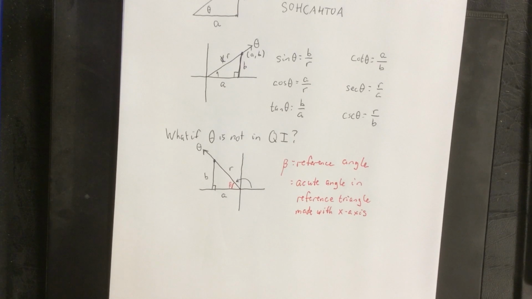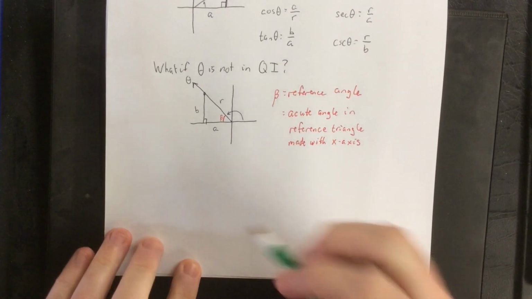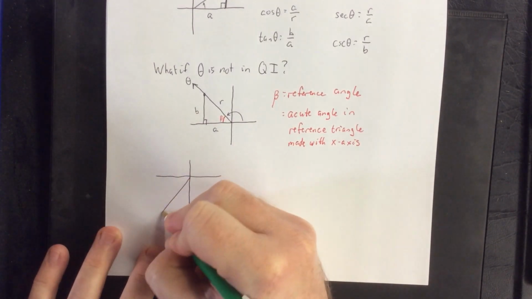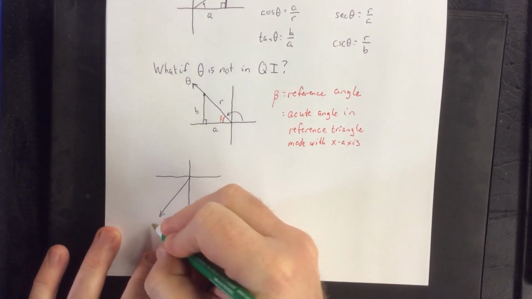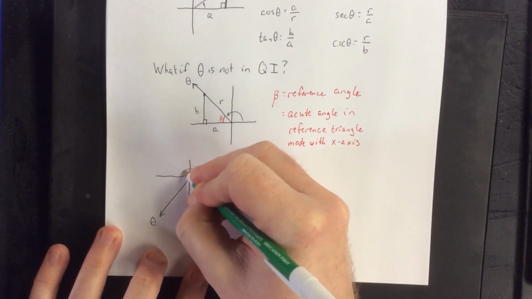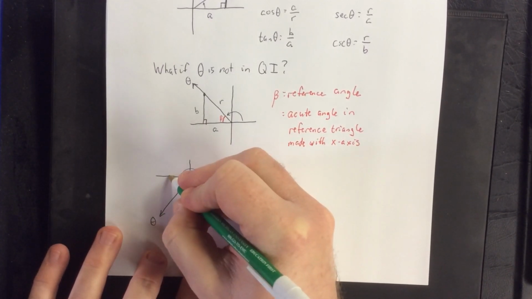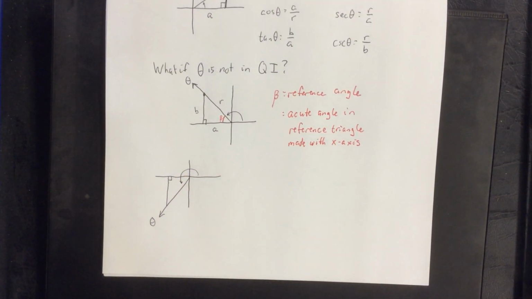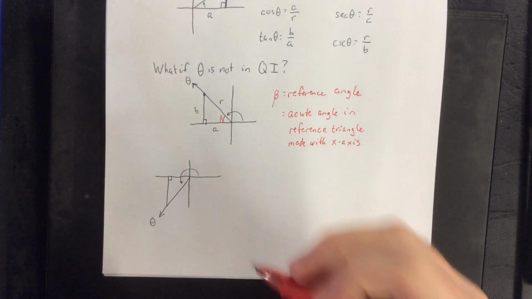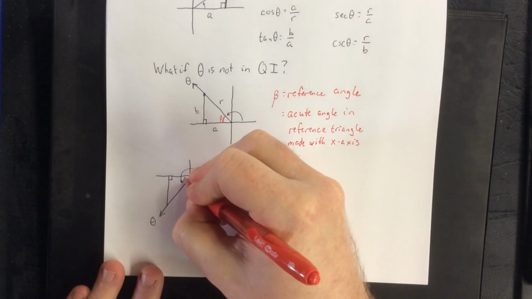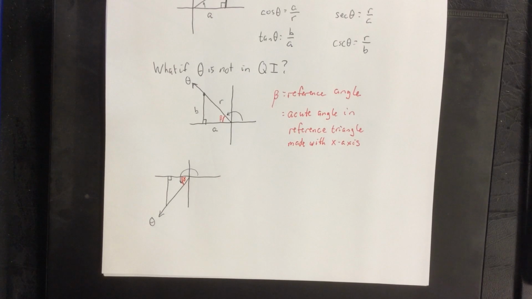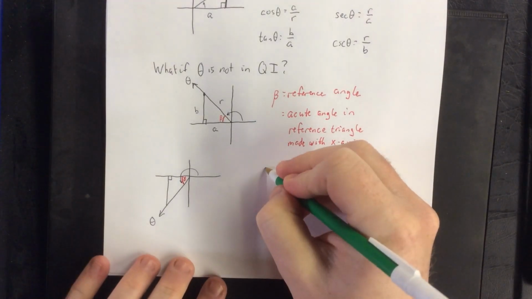So just to give you an idea of what reference angles look like in all of the different quadrants, that would be for quadrant 2. In quadrant 3, the reference triangle would be created in the following fashion. We'll refer to this as the angle theta. Create a reference triangle by connecting the terminal side down here. The angle gamma in question would be this angle right here. So that's how we get a reference angle in quadrant 3.